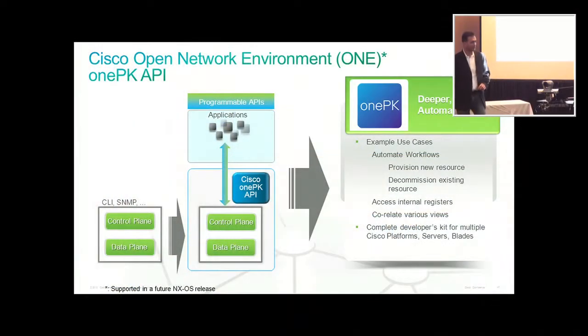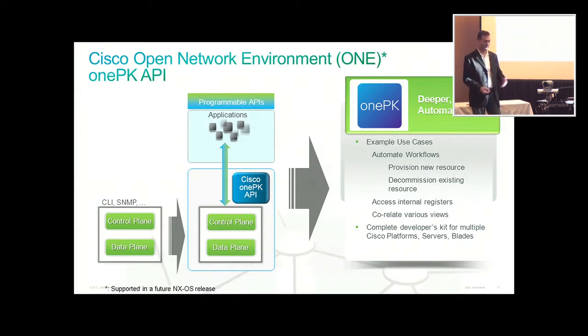Now this is just a little bit of detail on the Cisco One API. Traditionally, customers have tools that take advantage of CLI and SNMP to go in and get the data. What we are looking at is integrating the Cisco One PK API, which is something that is being supported as part of Cisco's software-defined networking across the different platforms. So customers can write programmable APIs and applications themselves to go in and extract this data from the switches.